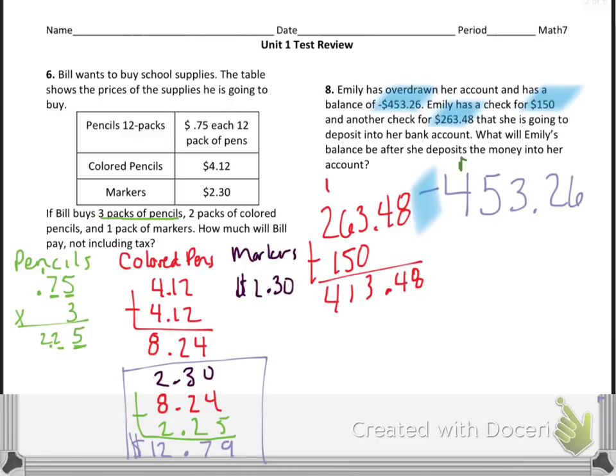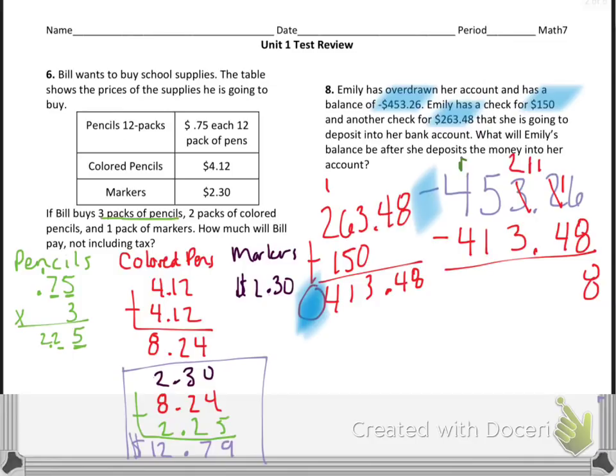Alright, since I'm adding a positive, that's positive because the sign right there is not negative. I'm going to subtract them. So I'm going to subtract 413 from the bigger number. I borrow from the 2. 16 minus 8 is 8. 4 minus 11 is 7. 11 minus 4 is 7. 12 minus 3 is 9. 4 minus 1 is 3. And so $39.78.